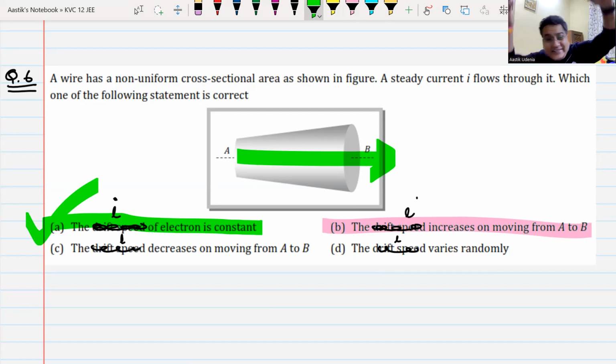Arey, Dada, please come back in this universe, bacha.